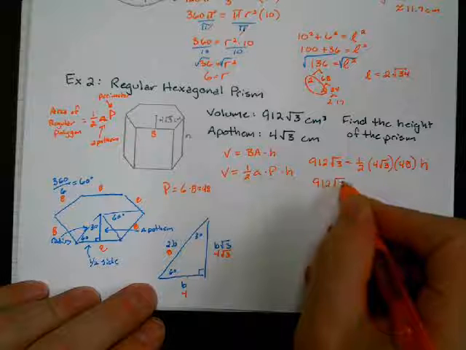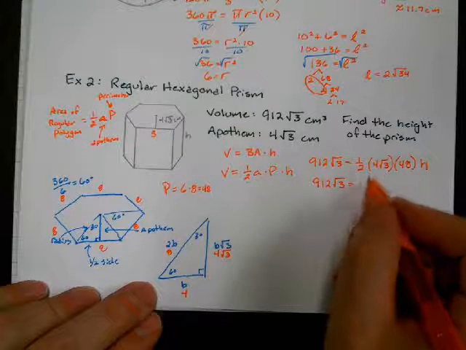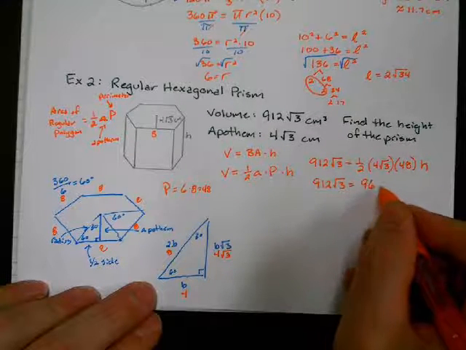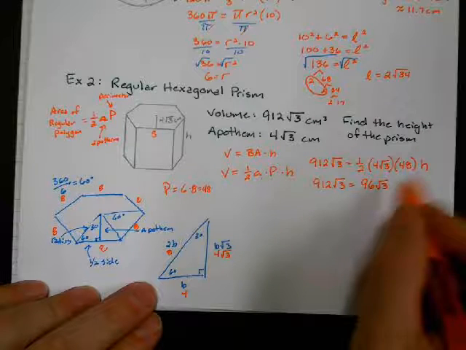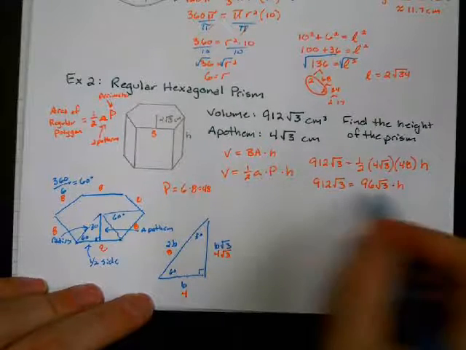Half of 4 is 2. 2 times 48 is 96. So this is 96 root 3 times the height. Now to simplify this a little bit, I don't like those root 3s, so let's just divide both sides by root 3.